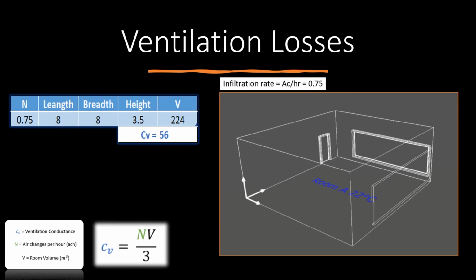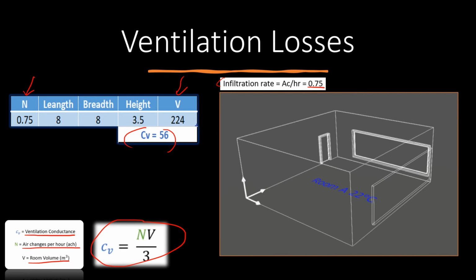Now, I'm just giving the answer straight away here because it's a really simple calculation. All we're doing is taking our infiltration rate from the question, which was 0.75. That's our N value there. And then we're going to multiply that by the volume. If we use our formula then here, N times the volume divided by 3 gives us our CV, which is our ventilation conductance. So if we multiply the air changes per hour by the volume and divide that all by 3, that will give us our ventilation conductance.